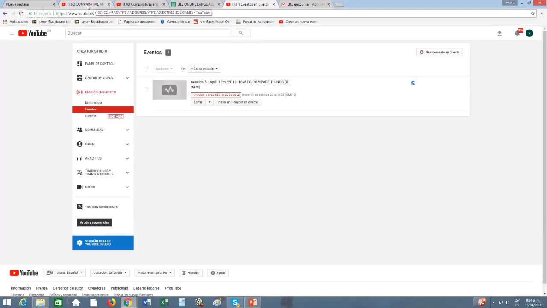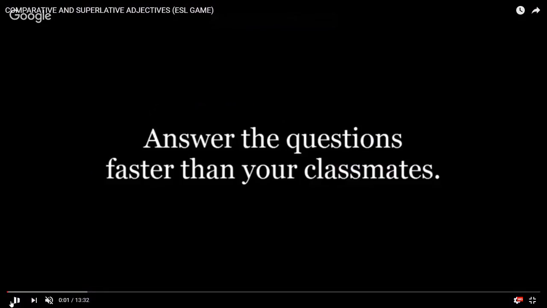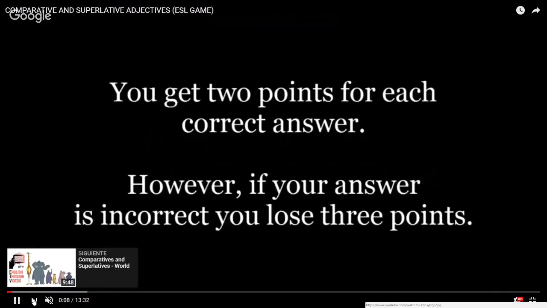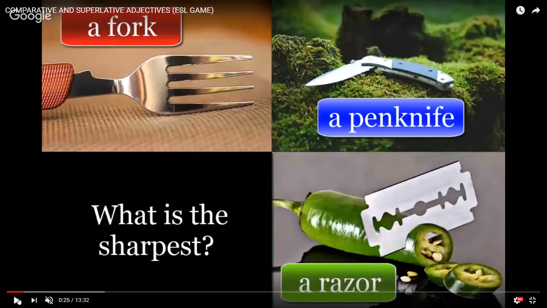So what is the idea? We are going to have 3 different pictures, and you have to tell me from the comparative to superlative forms, okay? Using the 3 objects. I will give you an example to make it clear for you. For example, here we got 3 objects, a fork, a penknife, and a razor. The question is, what is the sharpest?